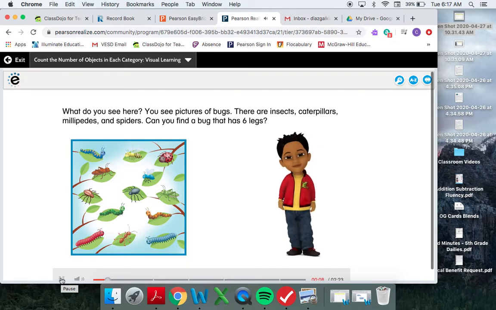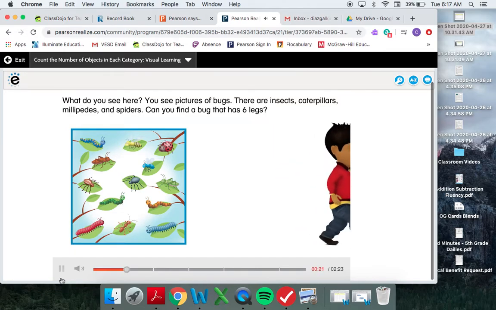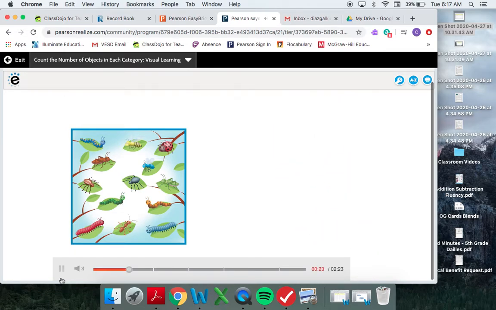What do you see here? You see pictures of bugs. There are insects, caterpillars, millipedes, and spiders. Can you find a bug that has 6 legs? This ladybug has 6 legs. Can you find a bug that has 8 legs? This spider has 8 legs.